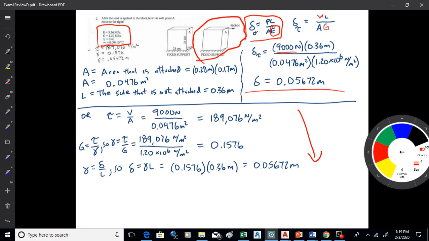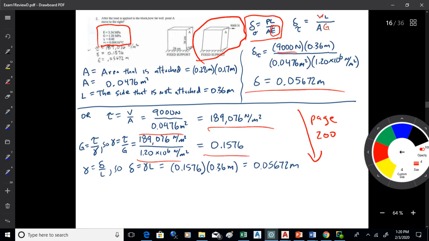Now you could do it the way that we worked on page 200, and do it that way also. It's a little bit longer, but this is kind of the fundamental definitions. So you can find the shear stress by taking the load over the area. Then solve the G is tau over gamma formula. For gamma, it's tau over G. So 189,076 divided by 1.2 times 10 to the 6. So the shear strain there is 0.1576. And then multiply that by the length, the 0.36, and you'll get the same answer. These are really doing the same thing. It's just that this equation is doing it in a more abbreviated way.